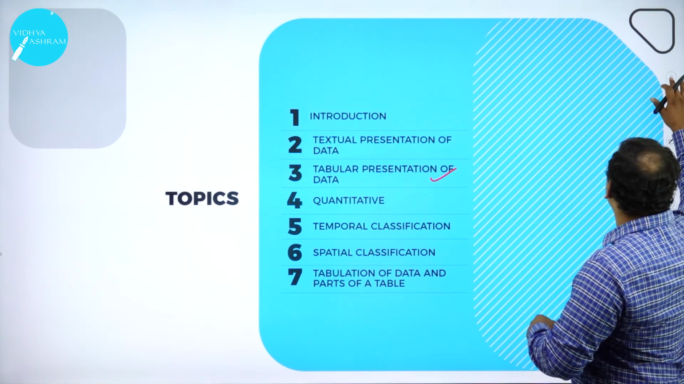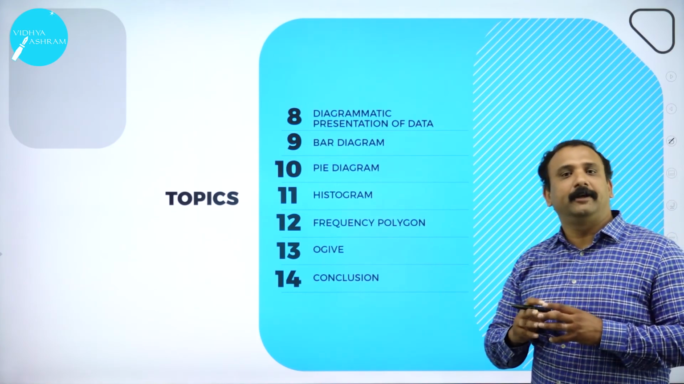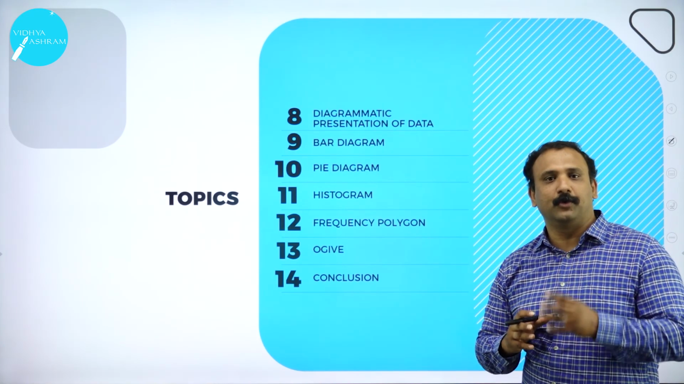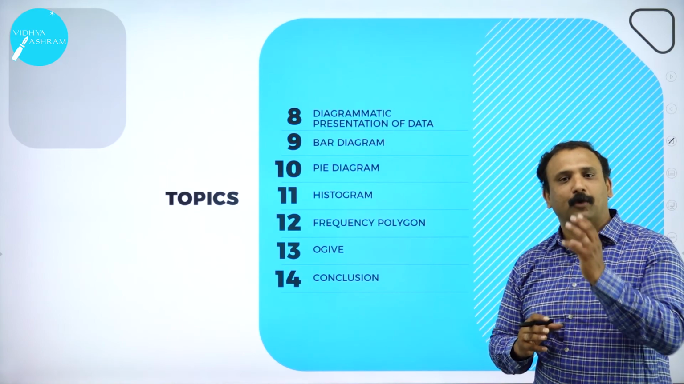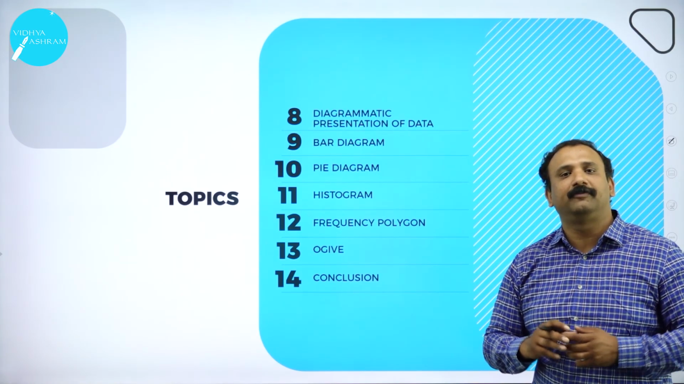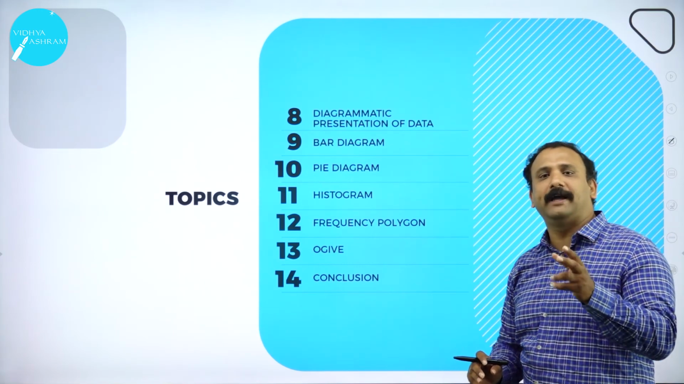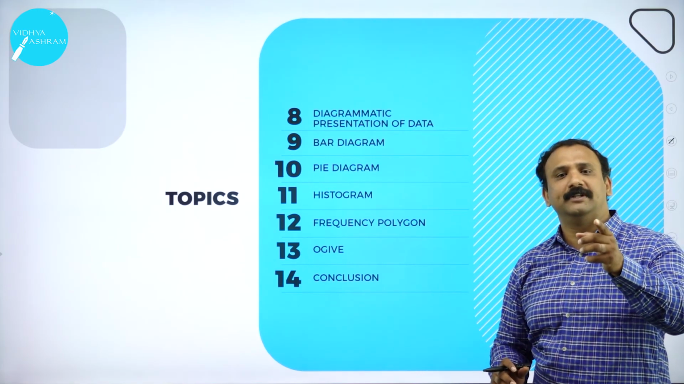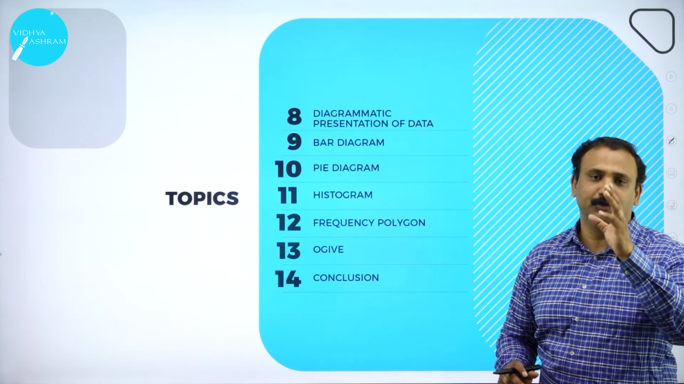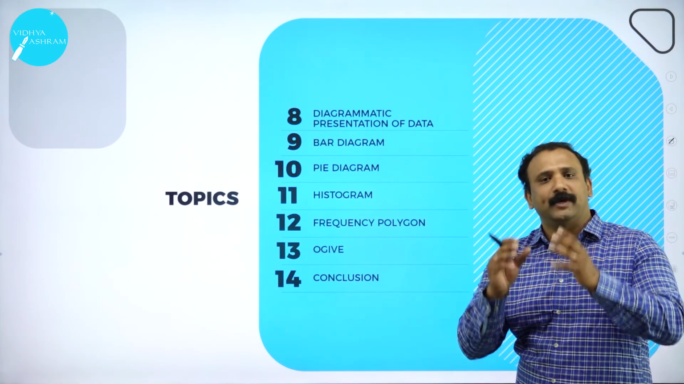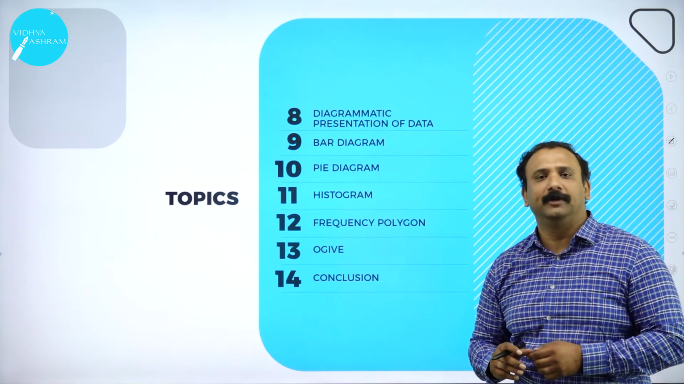So moving forward, the diagrammatic representation of data, that's also going to form an important part, how we are going to put data in the form of various pictorial representations. You have the bar diagram, you have the pie diagram, histogram, frequency, Ogive, and the conclusion part for today. So not wasting much of your time, let's get forward onto the chapter.